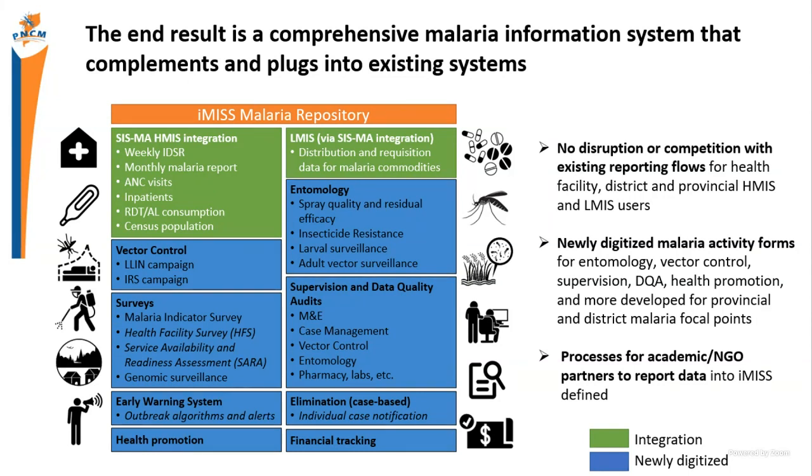All this was new development. So there is no disruption or competition with existing reporting flows for health facility, district and provincial HMIS. These new forms are used by people at the district and provincial level, so they inform and update the system. This is a continuous process. And we have a process for academic and NGO partners in reporting data: all data in Mozambique and the NMCP, even from partners and the Ministry of Health, come from one repository, this IMIS malaria repository. Next slide, please.